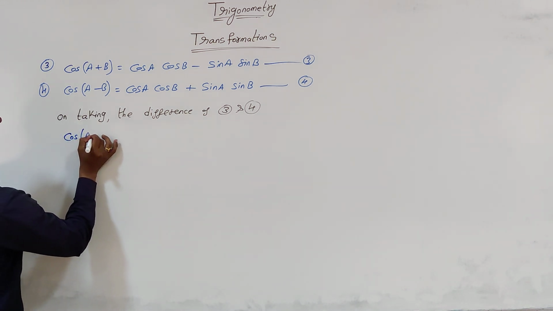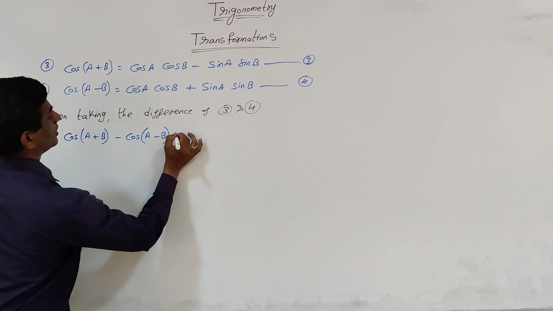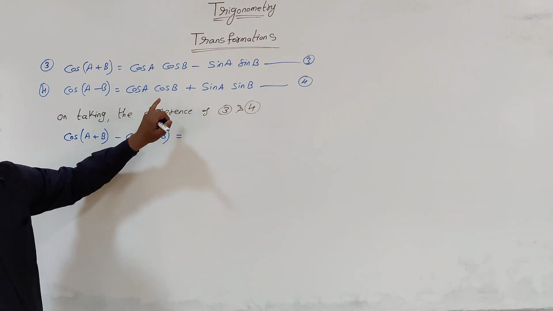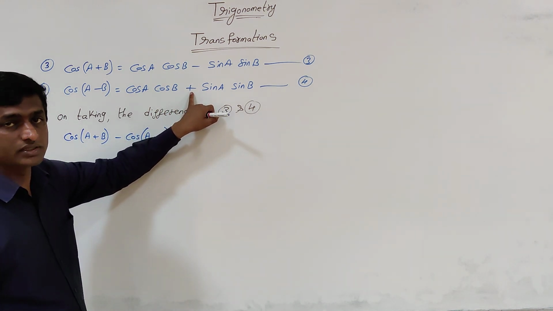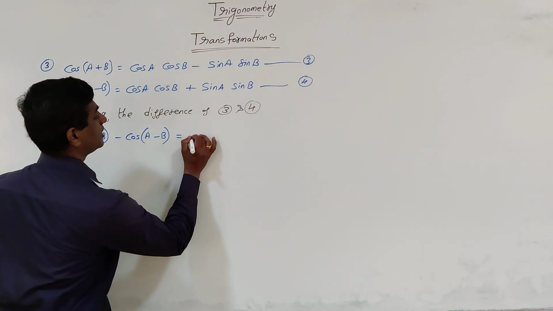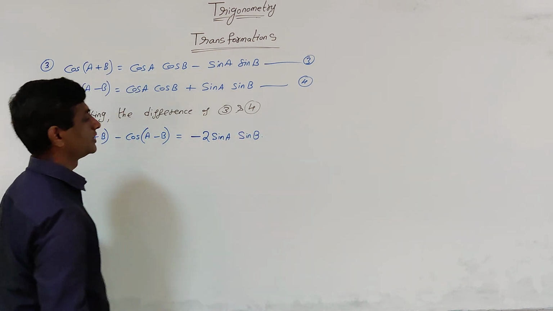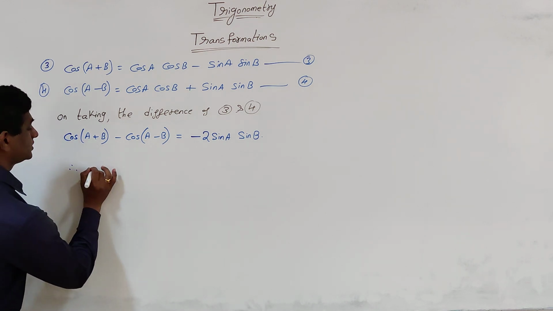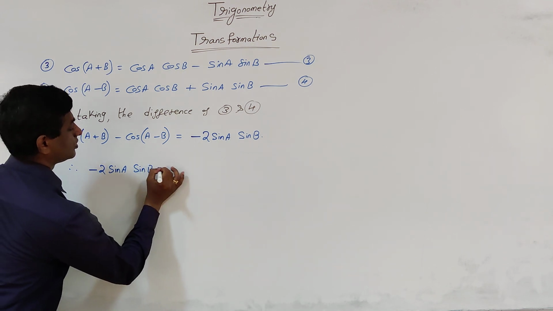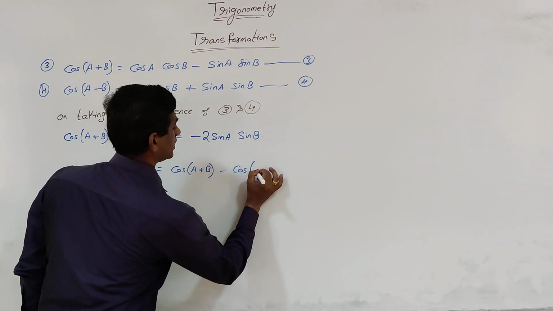Cos of A plus B minus cos of A minus B is equal to, so this will be minus cos A cos B. Minus cos A cos B gets cancelled, and this, as it is a plus, will be different, it will be minus. So minus sin A sin B minus sin A sin B gives minus 2 sin A sin B. So we can write minus 2 sin A sin B is equal to cos of A plus B minus cos of A minus B.